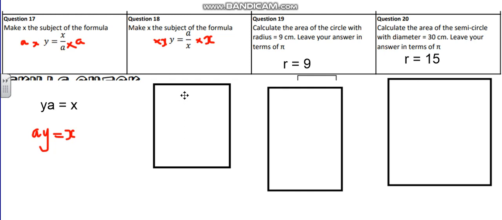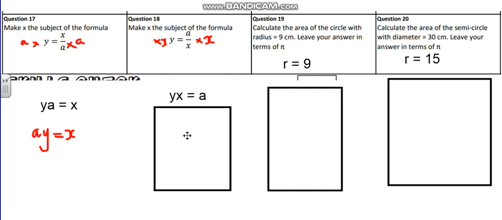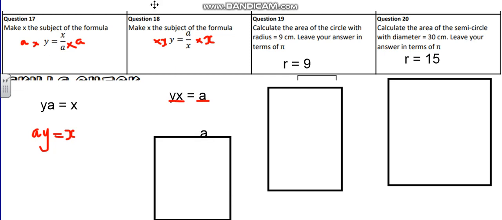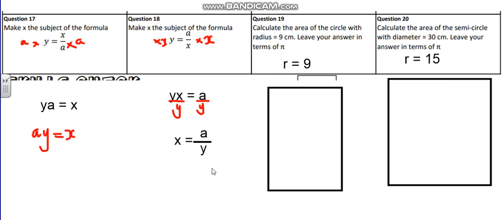So that leaves me with xy, or yx, equals a, but I'm still looking to make x the subject. So I want to leave x on its own, so I need to divide both sides by the y, because I want to get rid of that from that side. So if I divide both sides by y, that leaves me with the x on the left hand side and a over y on the right hand side.